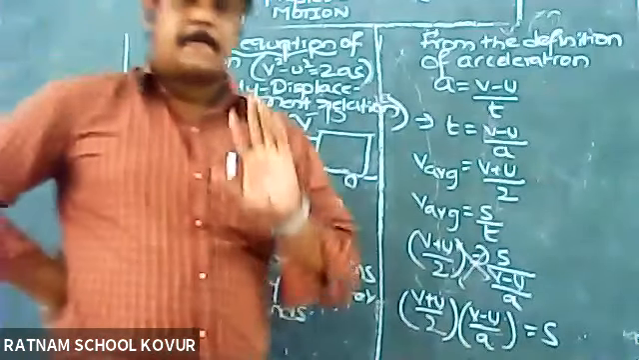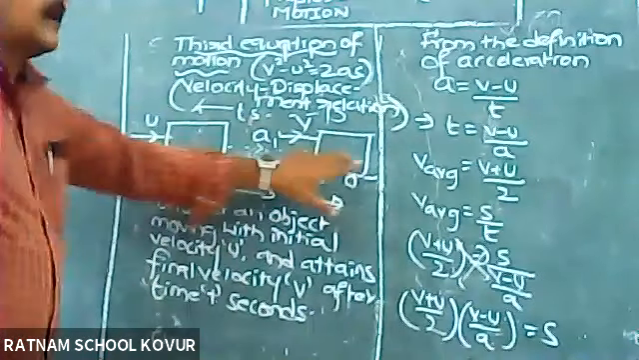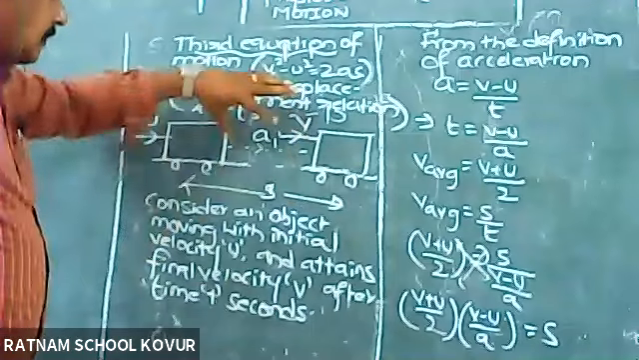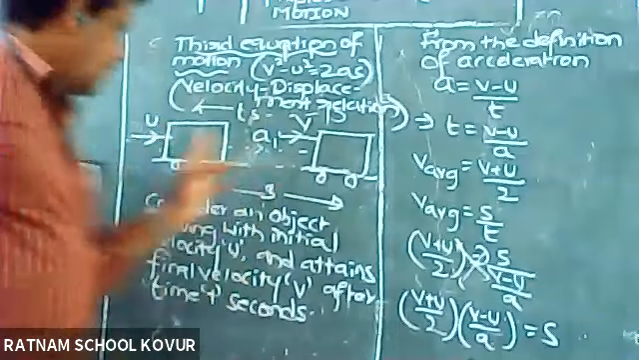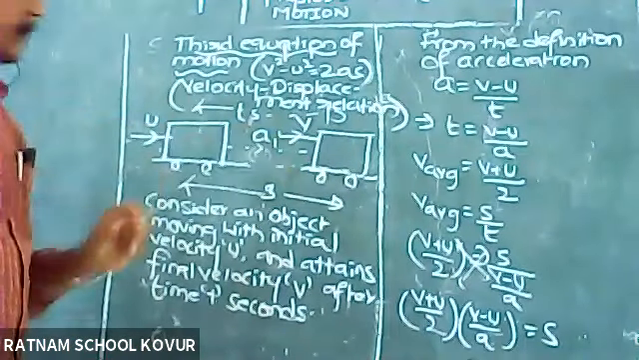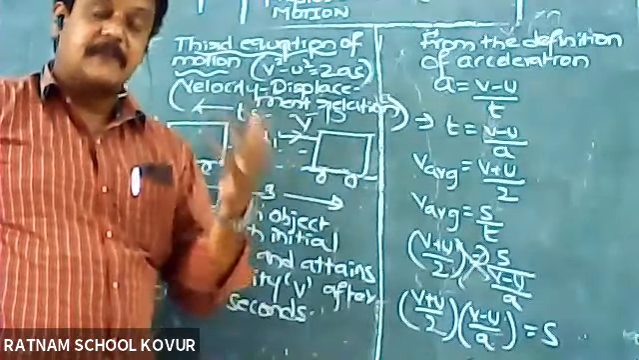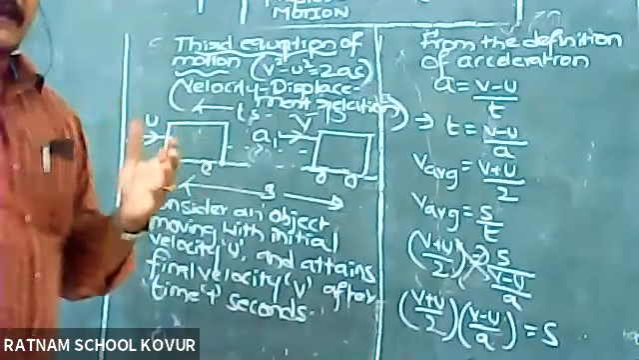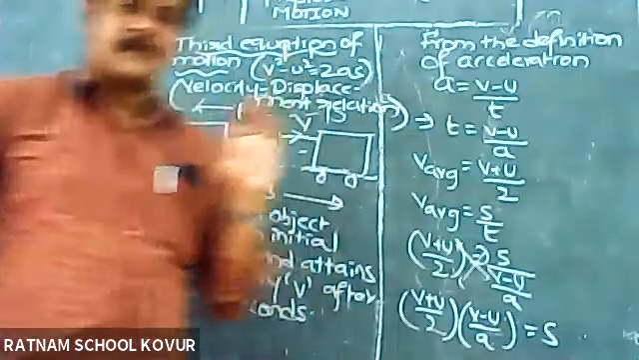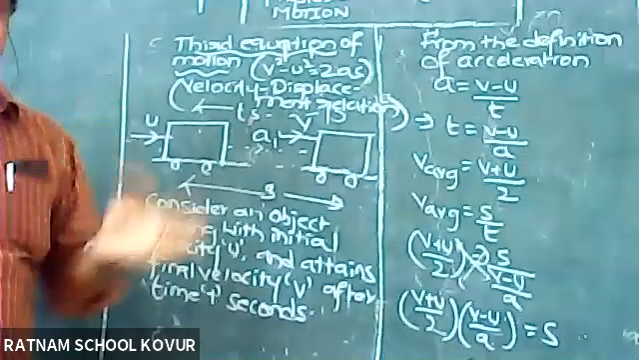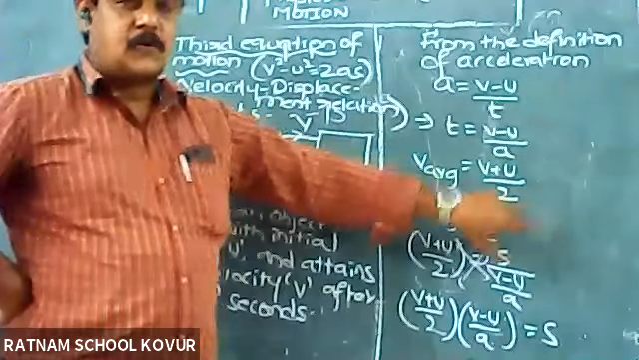Listen here. V average, because throughout the journey from here to here, we can't predict what the speed is at each point. So we will take the average velocity traveled by the vehicle during the journey. That's why we have taken v average. V average means average speed or average velocity. Throughout the journey, we can't say how much speed or velocity an object is moving with. So for that sake, we will take the help of v average. So v average means v plus u by 2.